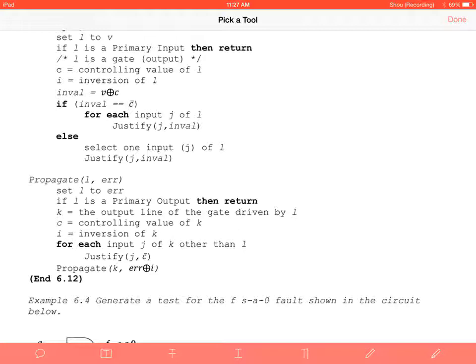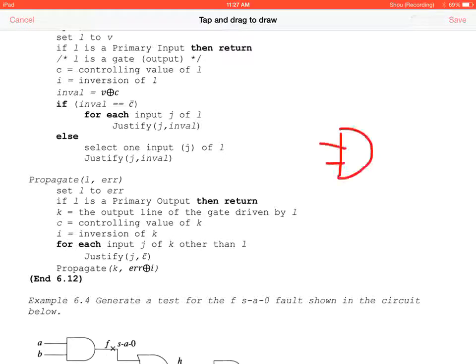Otherwise, we're going to set K as the output line of the gate driven by L. So we have our AND gate, and we have our stuck at value on the input. Well, the output line of that gate is going to be K. So this means we have our stuck at value. This is L, and K is going to be this line. So this will be K.